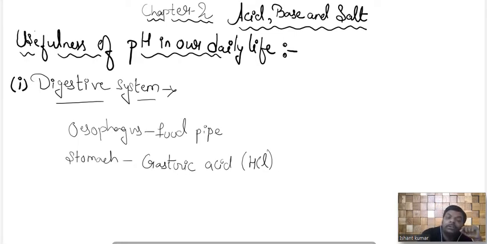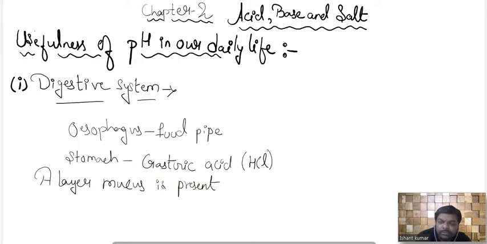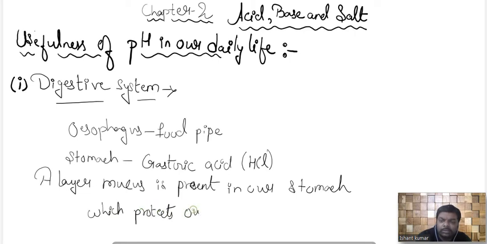In order to protect from any damage from this HCl acid in our stomach, a very thin layer of mucus is present in our stomach, which protects our stomach from any damage due to the gastric acids.